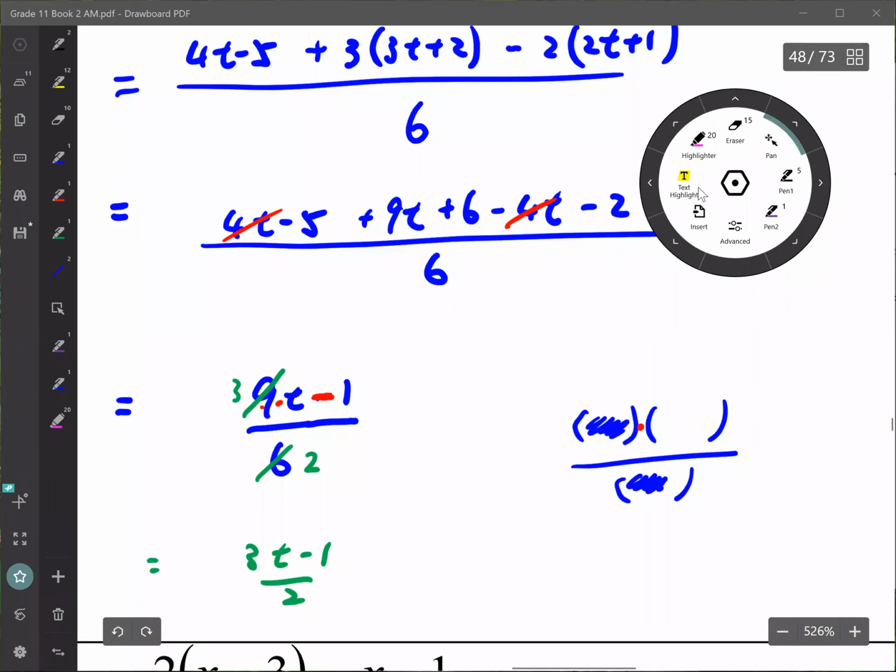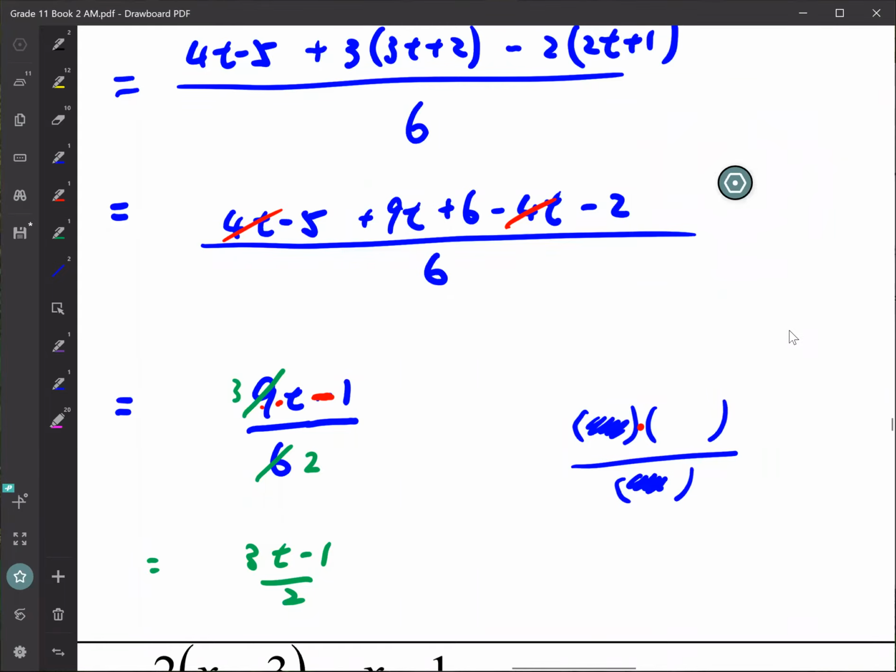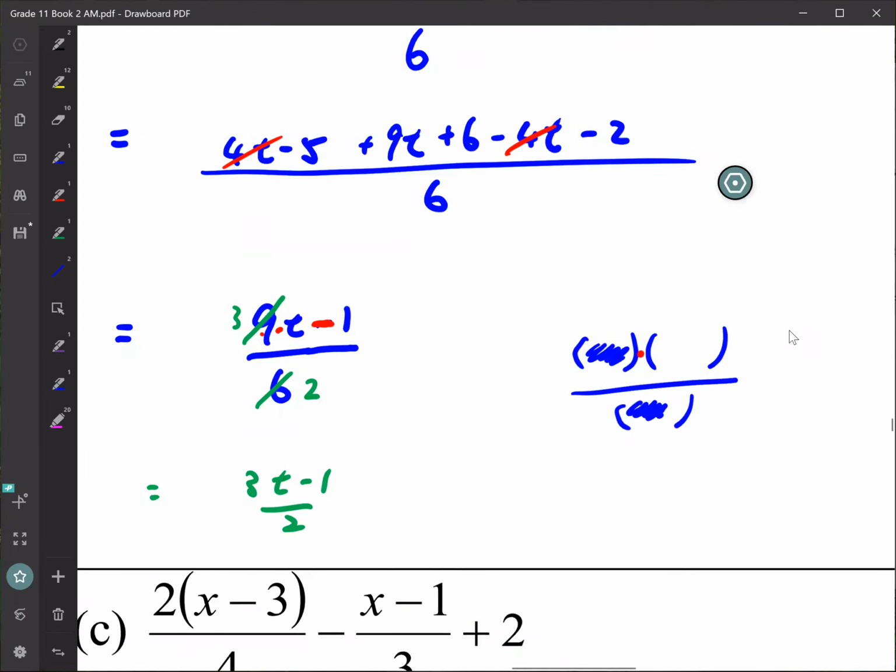Okay, so back to here. So only when everything is connected by multiplying, then you can do the canceling.